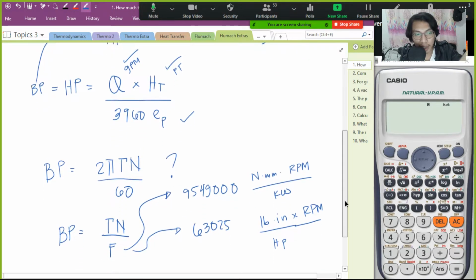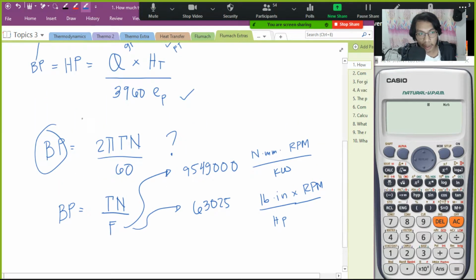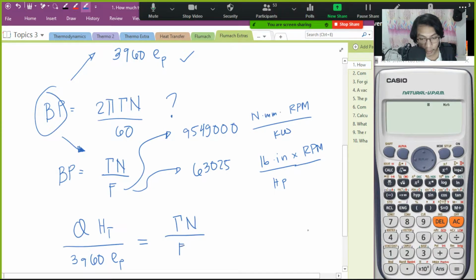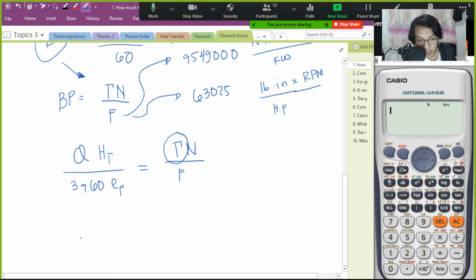So, pwede nating pagsama-samahin lahat sila sa iisang equation. Okay? Ang hinahanap natin is torque. Diba? Sabi mo dito that BP is equal to this one. And it is also equal to this one. Now, we can solve for the torque. Equate natin yung dalawa. That is Q times the head total divided by 3,960 times efficiency ng pump equal to the torque times N divided by the factor. Now, we are ought to find the torque. Pagsama-samahin natin sila.